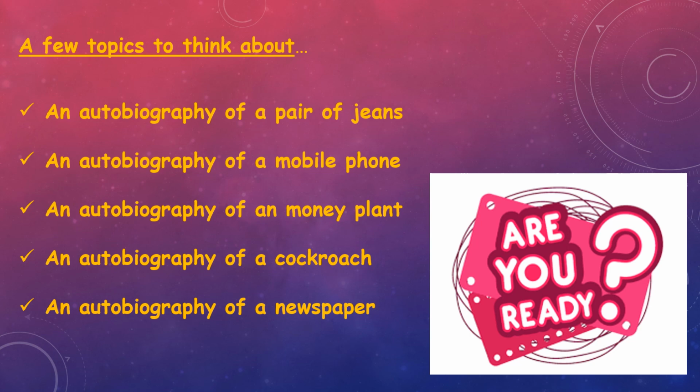An autobiography of a pair of jeans, an autobiography of a mobile phone, an autobiography of a money plant, an autobiography of a cockroach, an autobiography of a newspaper. You can choose one or two, whichever you want. You could choose even just one of them, and jot down the points. What could be interesting? Maybe you start off with one and you feel, no, it's not so interesting. You want to choose another one. Do that, discuss, think, and finalize which one you're going to do. One of these I will ask you to write.